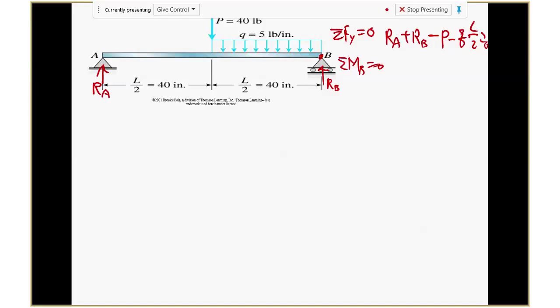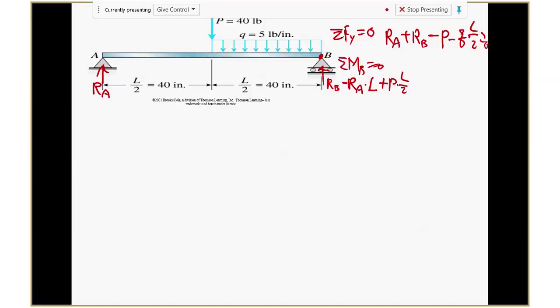Remember, we are doing point B. So you have RA generating a moment: RA times the length, that's 80. That's clockwise, so we call this positive or negative? Negative. And then load P, counterclockwise, so it's positive: P times half the L.